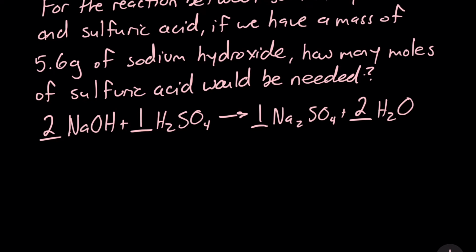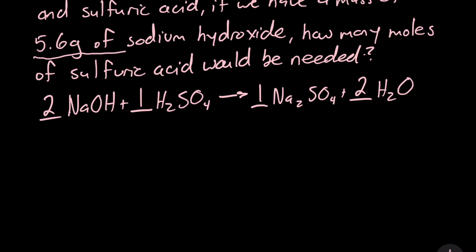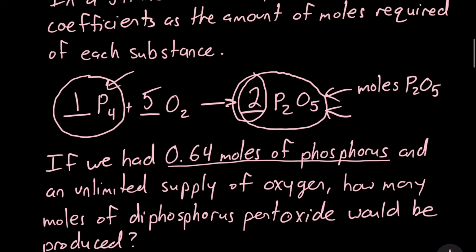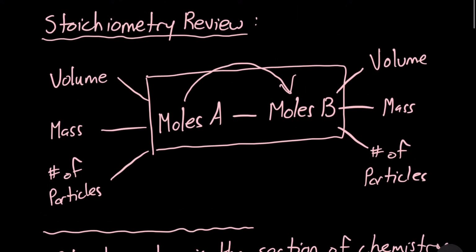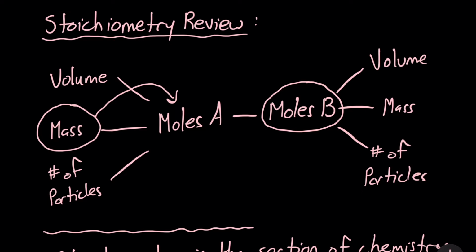And our next step, we're going to start off with what we know. So we have a mass of 5.6 grams of sodium hydroxide. Okay, and we want to get moles of sulfuric acid. Okay. So just quickly looking at our flow chart here, we're starting with mass of A. I'm just going to erase what I had before. So we're starting with mass of A, and we want to eventually end up with moles of B. So our first conversion will be to moles of A, and we'll have 1 more to moles of B.